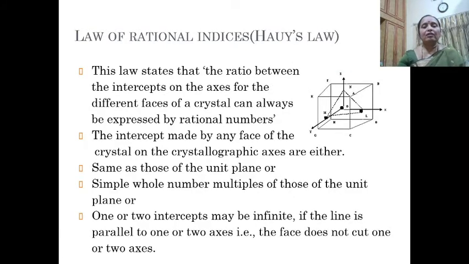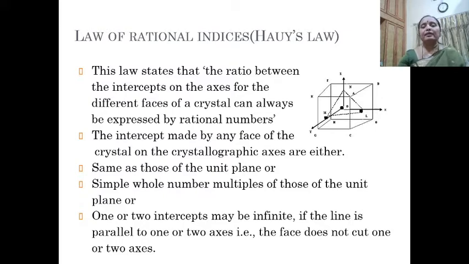Next is the law of rational indices, also called Haüy's law. This law states that the ratio between the intercepts on the axes for different faces of a crystal can always be expressed by a rational number.